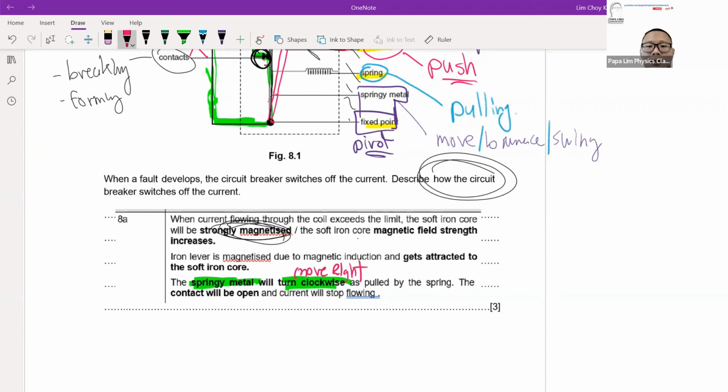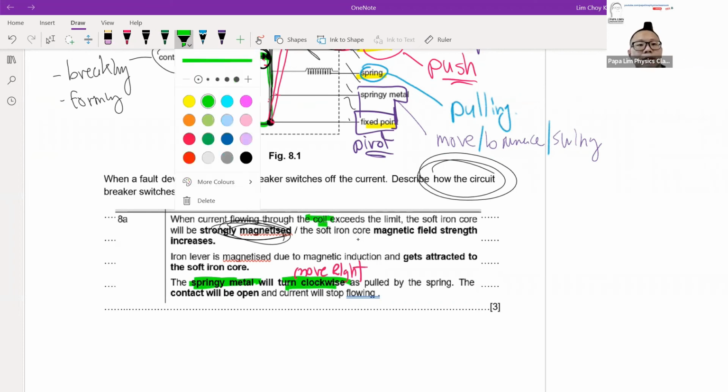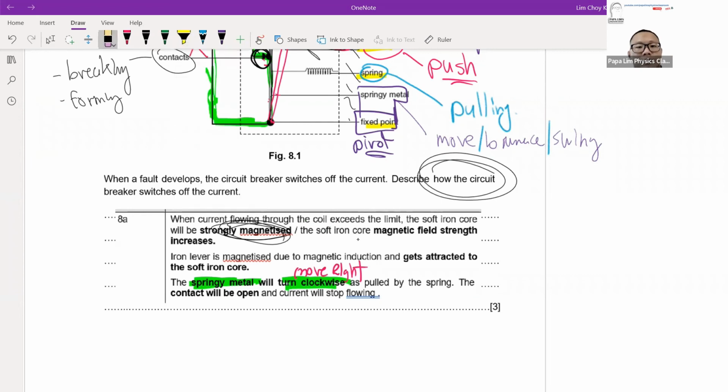Okay, then after that, the circuit will be open and the current will stop flowing. If you look at the answer, you'll find that all the answers actually revolve around the keywords or the labeling that's given in the question. So we will make use of the labeling. The labeling is like a clue for us to tell us why it works, to tell us what we need to write on it.